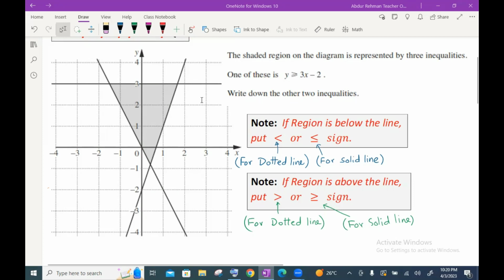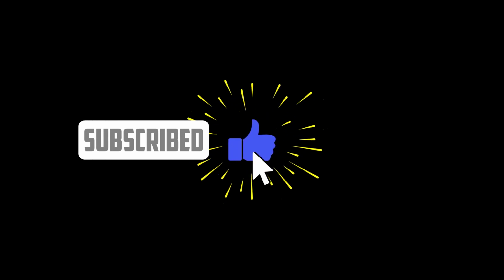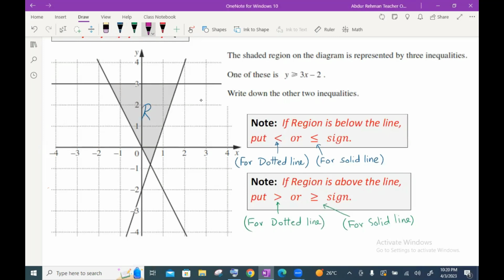The first step is to recognize the region. To recognize the region, I'm going to write R for the shaded region here. R is the region here, and draw an outline of the region. So line 1, line 2, and line 3. There are three different lines here.